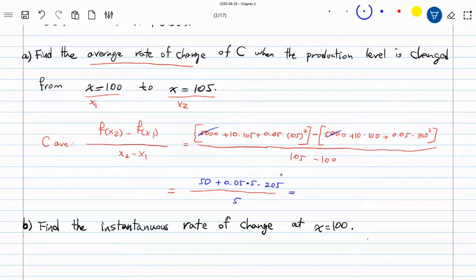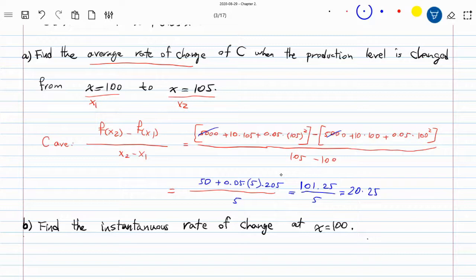divided by 5. These numbers that I'm writing here are just a shortcut I'm trying to create for myself to calculate without using the calculator, but I think at this point I might need to use the calculator, so let me do that. 50 plus 0.05 times 5 times 205. It becomes 101.25. This becomes 101.25 divided by 5. So divide by 5, it gives us 20.25.